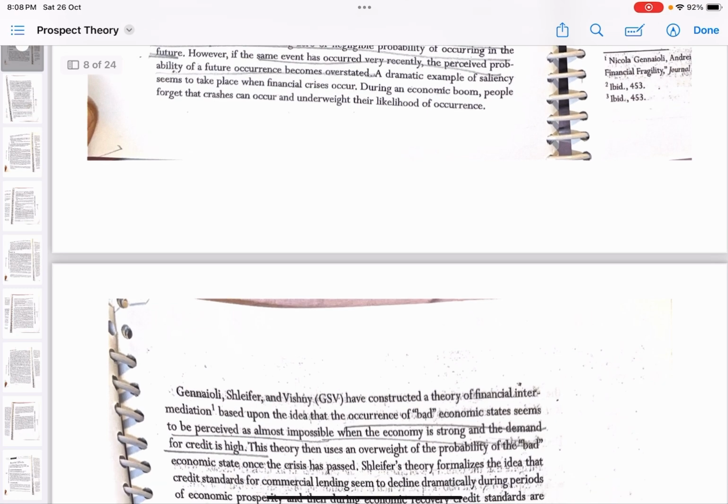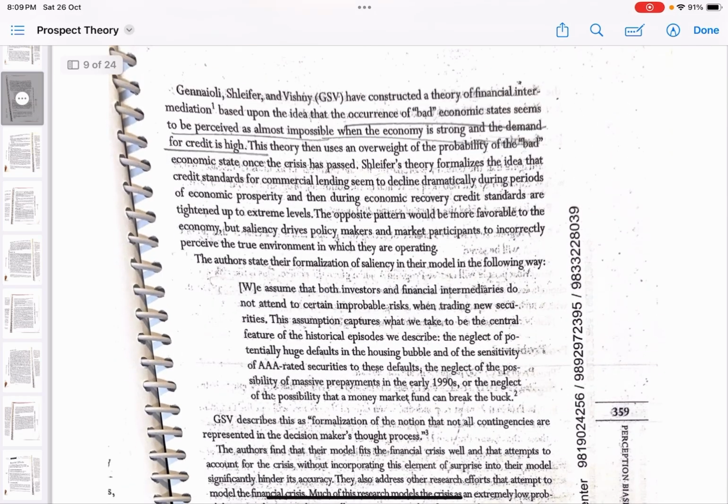A dramatic example of saliency seems to take place when financial crises occur. During an economic boom, people forget that crashes can occur and underweight their likelihood of occurrence. Gennaioli, Shleifer, and Vishny have constructed a theory of financial intermediation based upon the idea that the occurrence of bad economic states seems to be perceived as almost impossible when the economy is strong and the demand for credit is high.